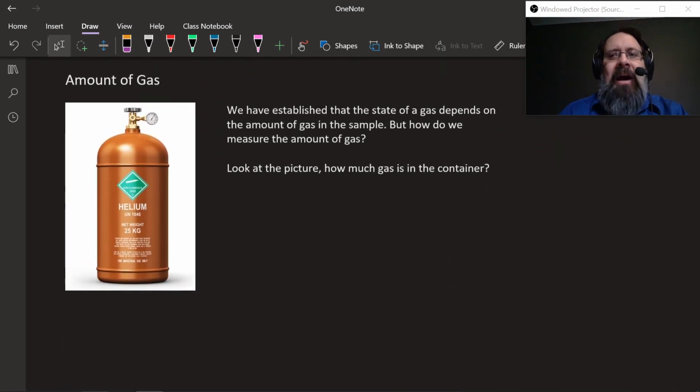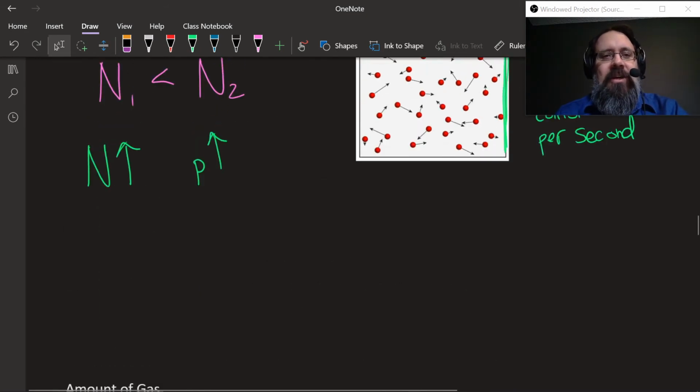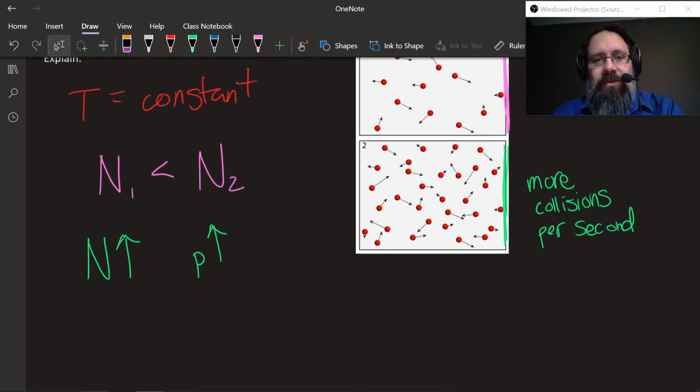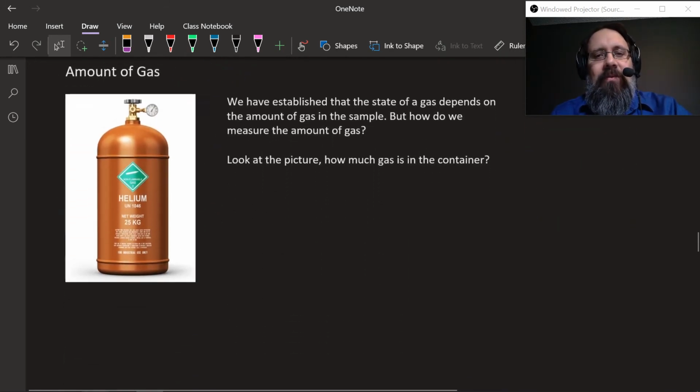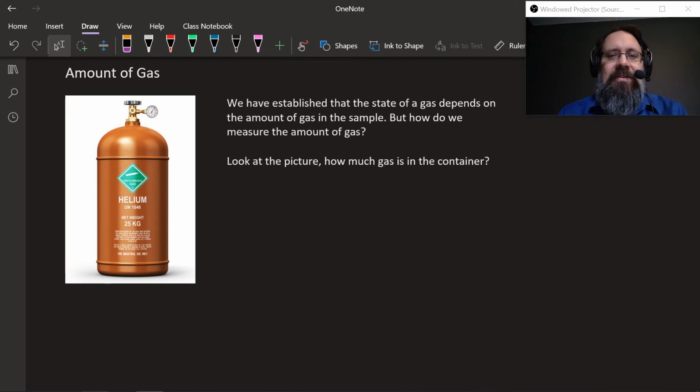Okay, let's talk about the amount of gas. That was one of the four quantities we talked about, like the mass of the gas, how much gas there was. It's going to be important for understanding the state that a gas is in. So we've established that the state of a gas depends on the amount of gas in the sample, as we just talked about up here. If you have more particles, you have more pressure. But the question is, how do we measure the amount of gas? Like how do you say there's this much gas in this container?